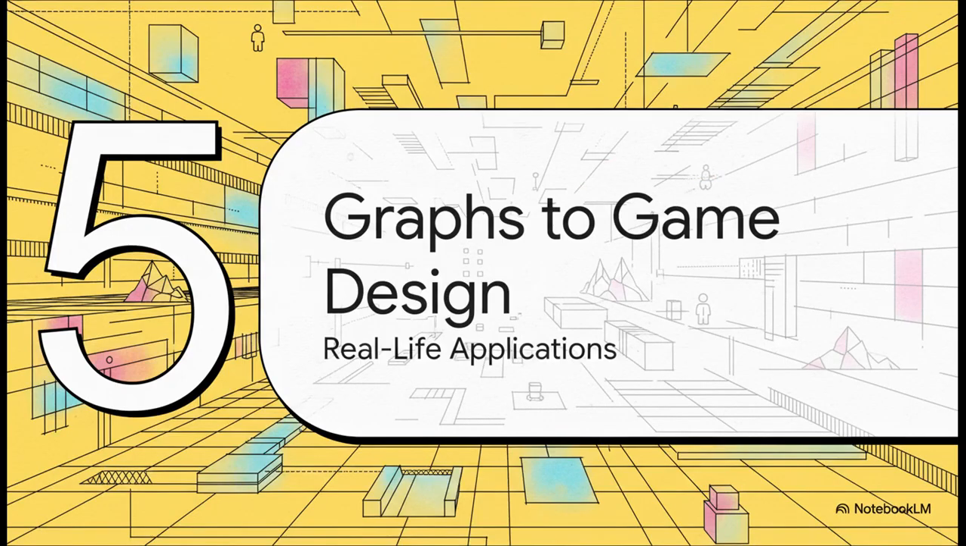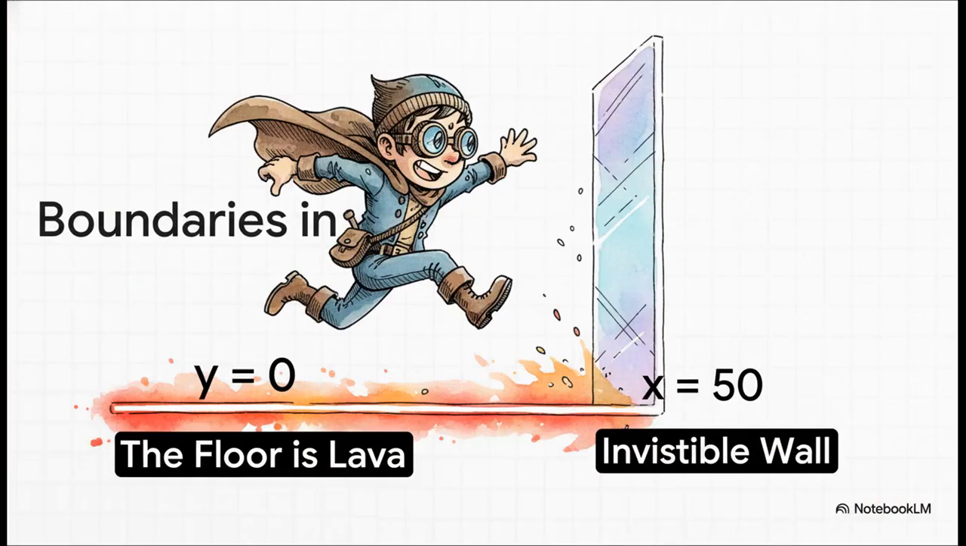So at this point, you might be thinking, all right, cool trick for my math class, but who cares in the real world? Well, it turns out these simple lines are actually fundamental building blocks for the virtual worlds we use and play in every single day. Think about any video game you've ever played. The floor your character runs on, that's just a horizontal line. It might be at y equals 0. The game's code is basically just saying, if the character's y position is less than 0, you fell in a pit. Game over. That's literally the floor is lava.